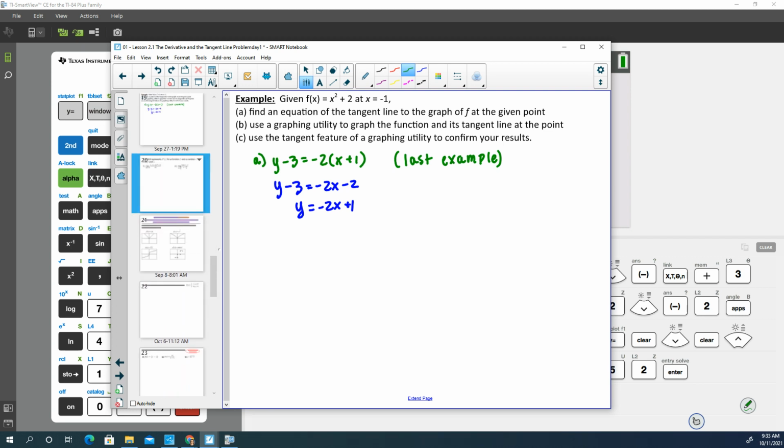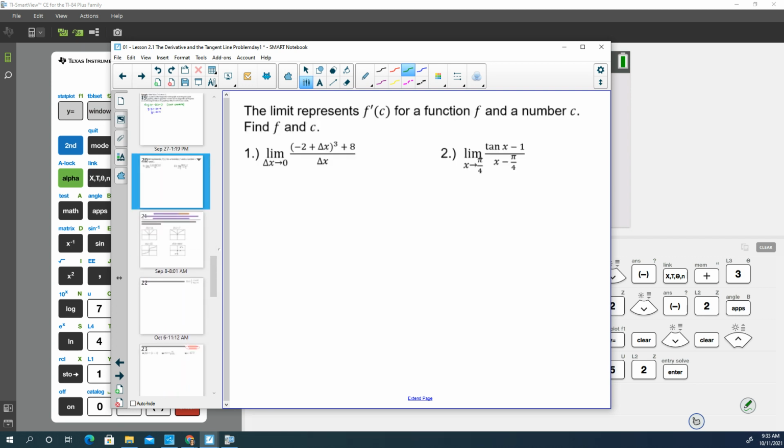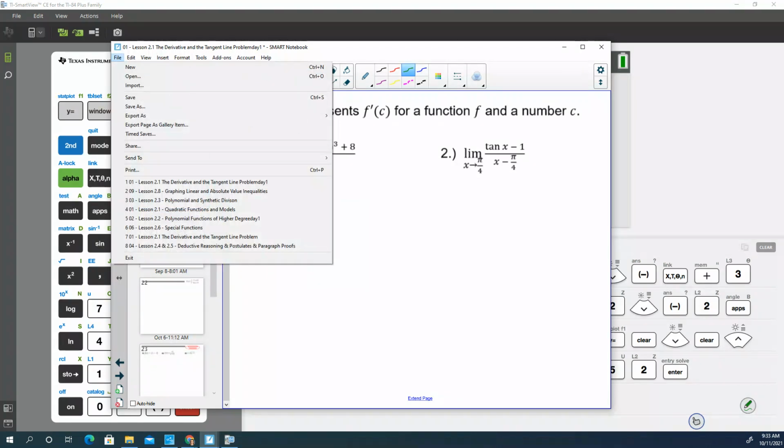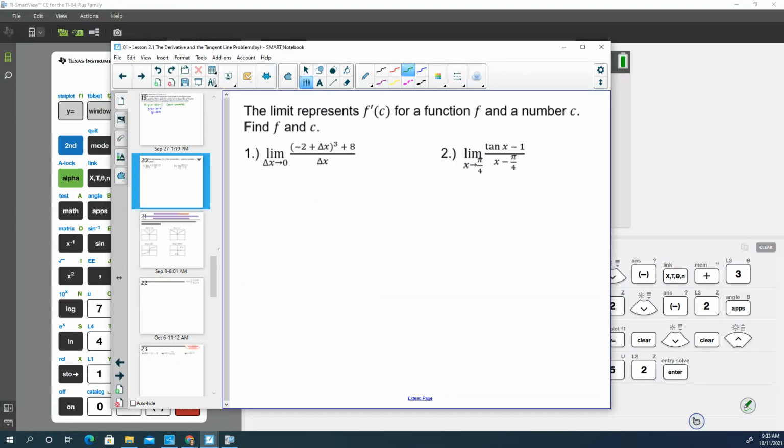Okay. This is a good place to stop in our notes. So we'll finish up this lesson tomorrow. Make sure you are doing some of the homework problems. So now that you have the outline and everything, try some of these limit ones.